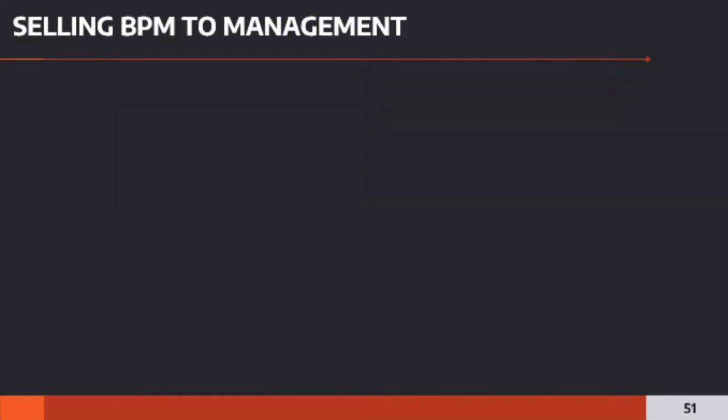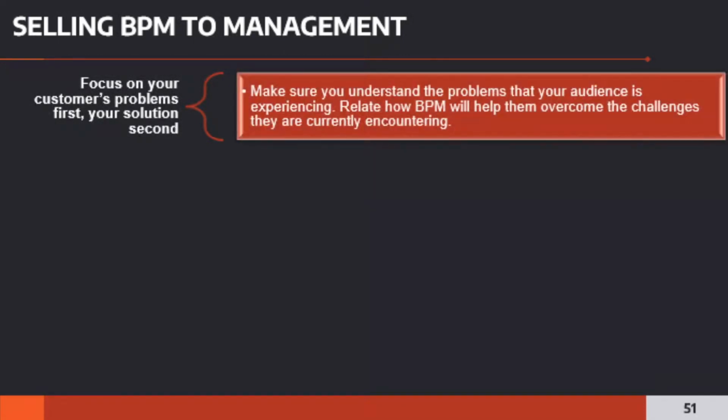So, how do you sell your BPM to your management? Number 1, focus on your customers' problems first, your solution second. So make sure you understand the problems of your audience, what they are experiencing, what they are going through. Relate how BPM will help them overcome the challenges they are currently encountering. So focus on your customer's problem first, your solution later.